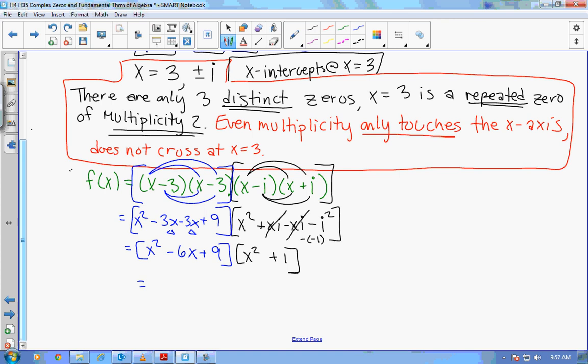That would be to find the x-intercepts. Distribute this trinomial to the binomial. Would you go through and try that, please? Distribute the trinomial to the binomial.